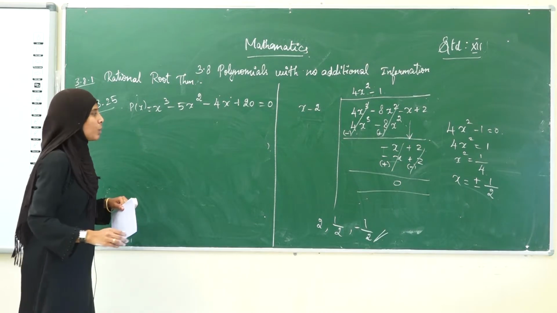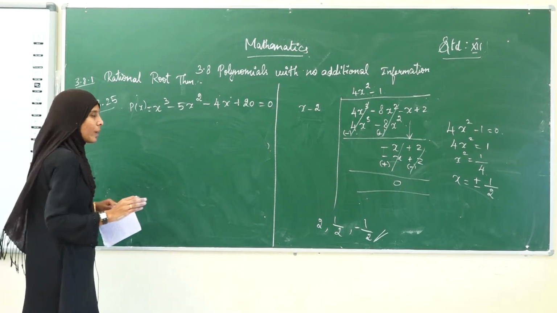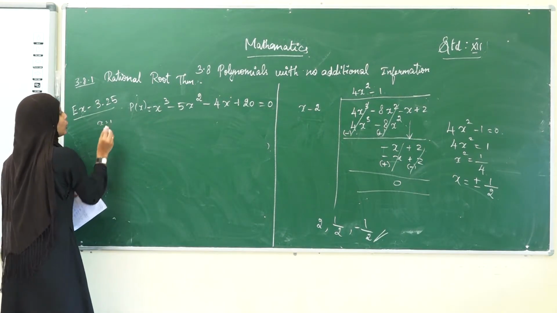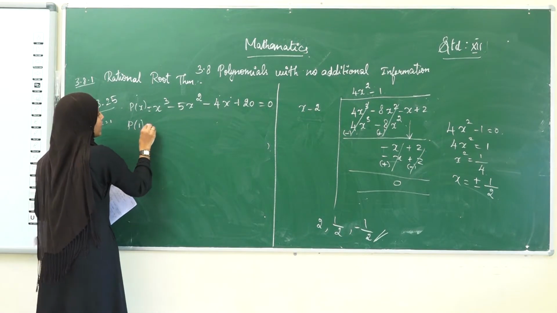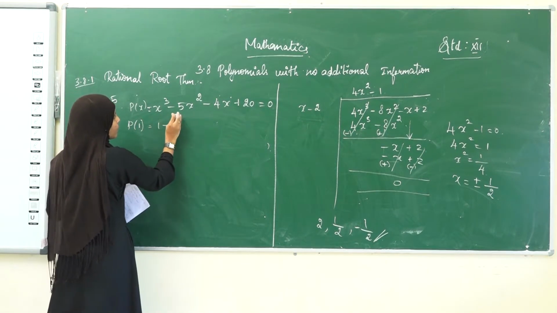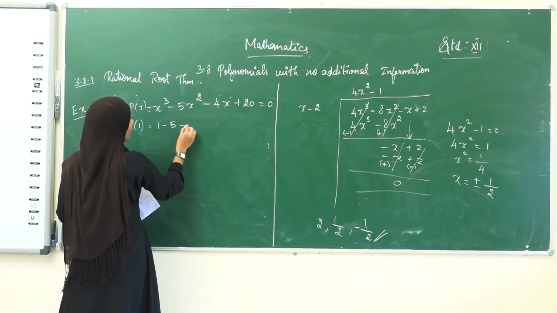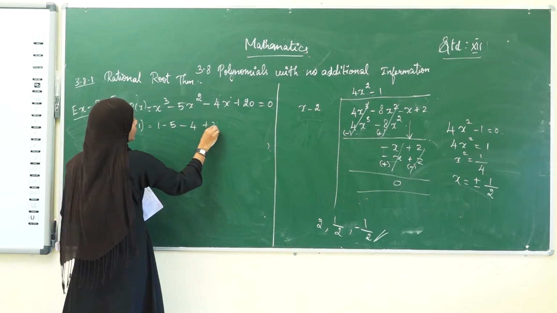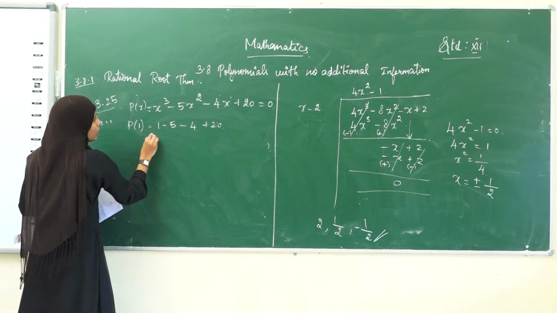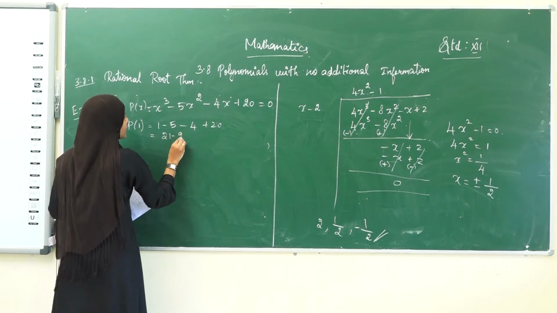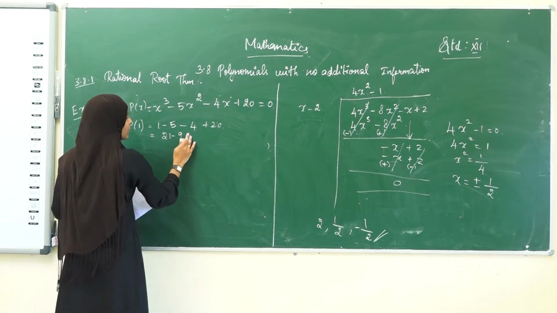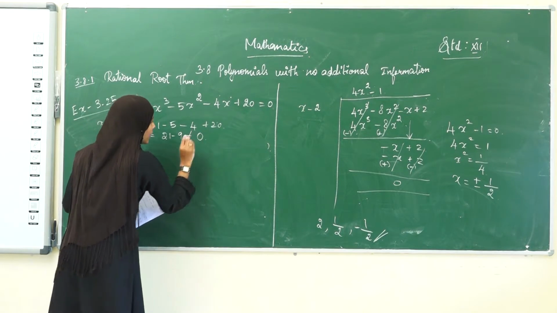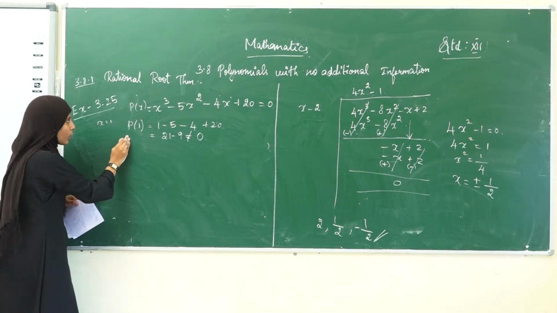We are going to substitute values for x. Let us substitute the value 1. When x is equal to 1, p of 1 will be equal to 1 cube is 1, minus 5 into 1 square is 5, minus 4 into 1 is 4, plus 20. So, what's the answer? 21 minus 9. Okay, this is not equal to 0. Therefore, 1 is not a root of this equation.